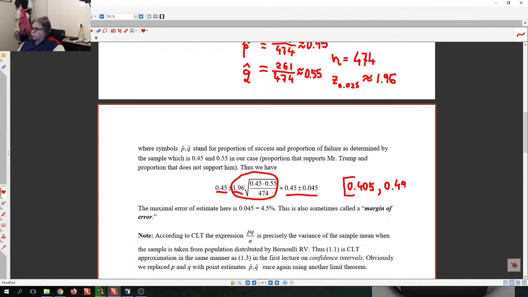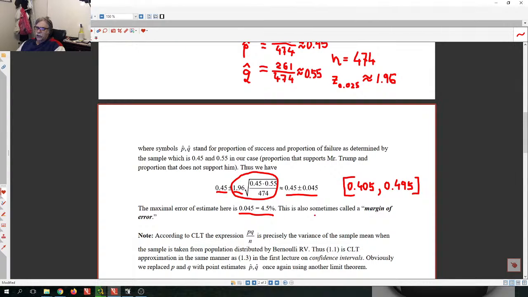0.495. So from our statistical point of view, he is going to lose the election in October, which actually is what happened. But in this story here, we have 95% confidence, right, which means that there is still 5% chance that the population support for him is not in this interval, but there is a 95% chance it is. Maximum error of the estimate, or the margin of error, is 4.5%.